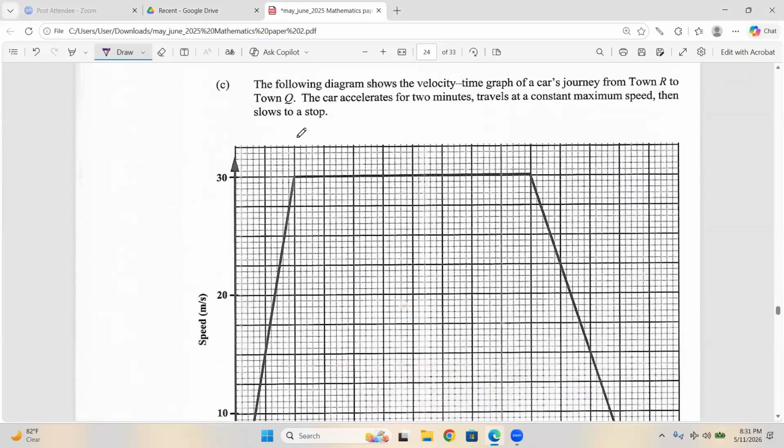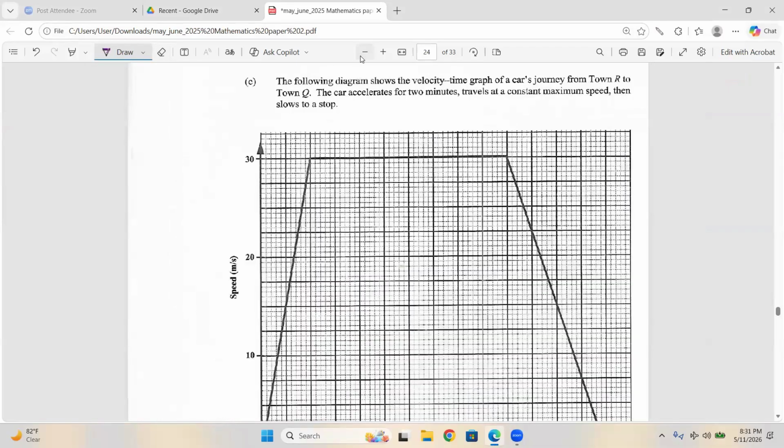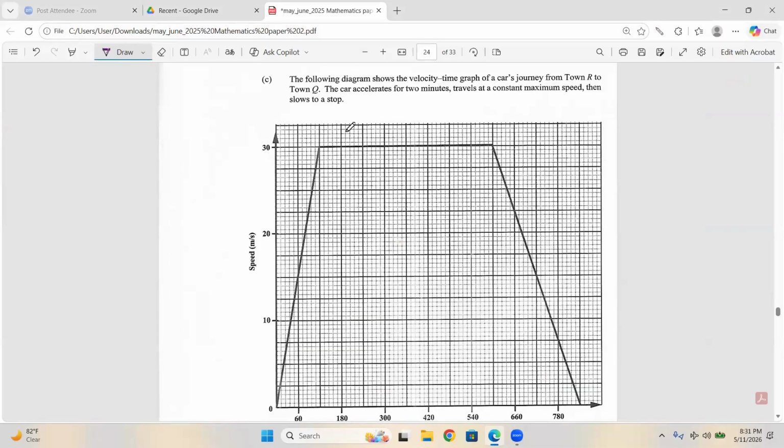So here we have a time. Is it a time graph of velocity? Okay. The following diagram shows the velocity time graph of a car's journey from town R to town Q. The car accelerates for 2 minutes, travels at a constant maximum speed, and then slows to a stop. Cool. So we can see that here, right?